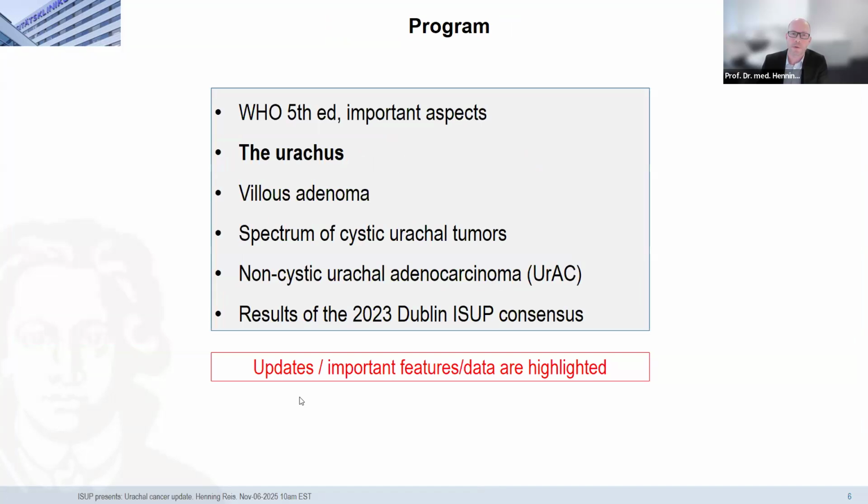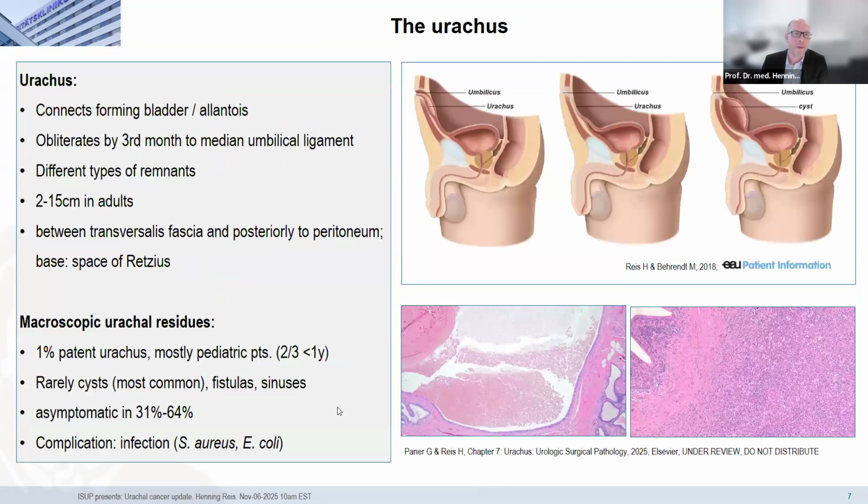So, coming to the urachus itself. The urachus is a structure that develops and connects the forming bladder and allantois. Usually it obliterates already by the 3rd month of intrauterine development to form the median umbilical ligament, which spans from the dome of the bladder to the umbilicus.